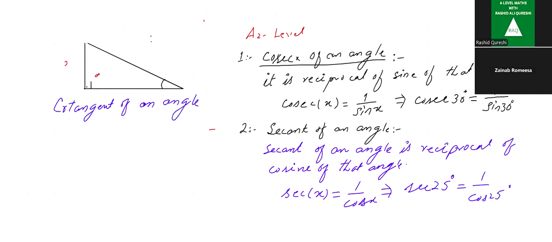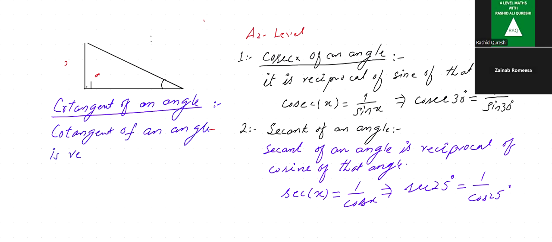What's the meaning of cotangent of an angle? Cotangent, C-O-T, cotangent of an angle is the reciprocal of the tangent of that angle. So what's the meaning of tangent of that angle?